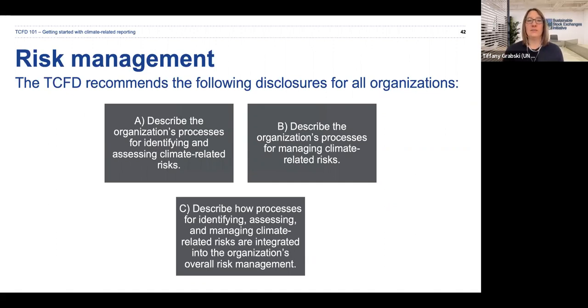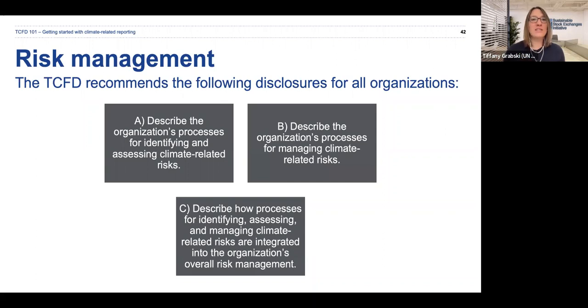And then in the second recommended disclosure, we want you to describe your organization's process for then managing those climate-related risks. How are you going to mitigate, adapt, address these risks that you've identified? Also in that second component there, we want to understand that prioritization. How do you determine which risks you're going to prioritize? And then in the third component in C, we want to understand how your process for identifying, assessing, and managing the climate-related risks is integrated into the organization's overall risk management.